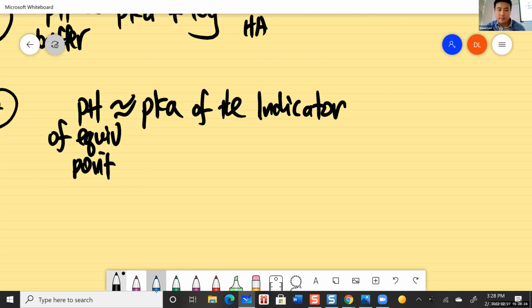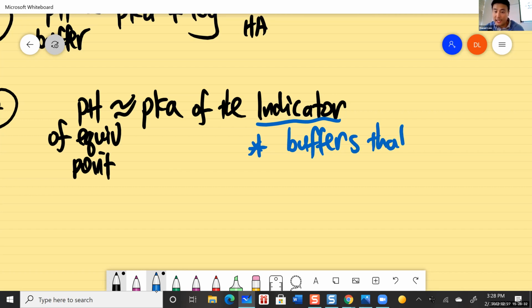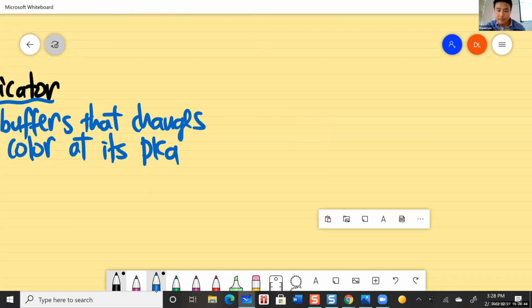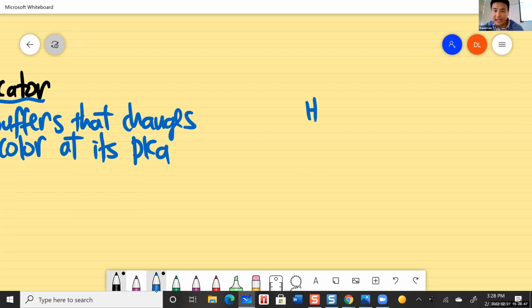Indicators are buffers. That is another fact that the textbook did not talk about. Indicators are buffers that change color. When do they change color? At their pKa. So what I mean by that is, let's say I have 3 indicators. I have indicator A, which will dissociate into H+ and indicator A minus.